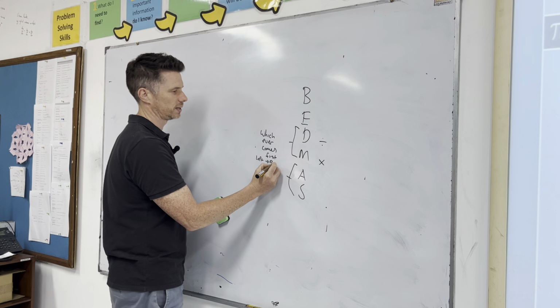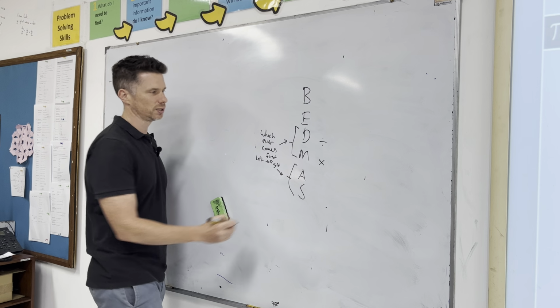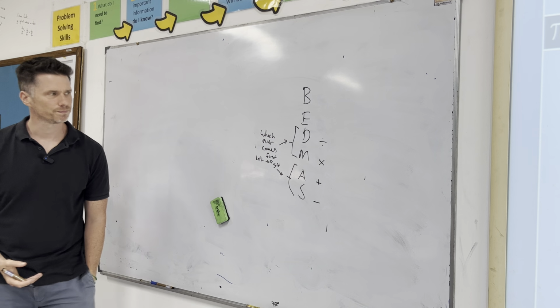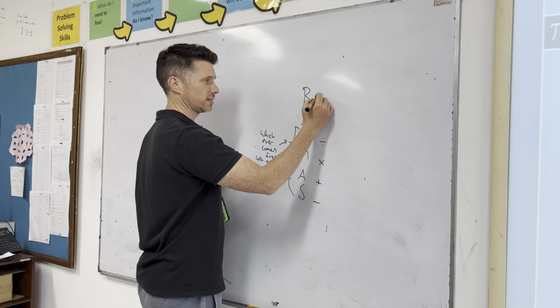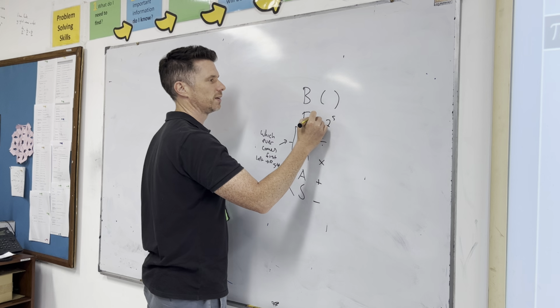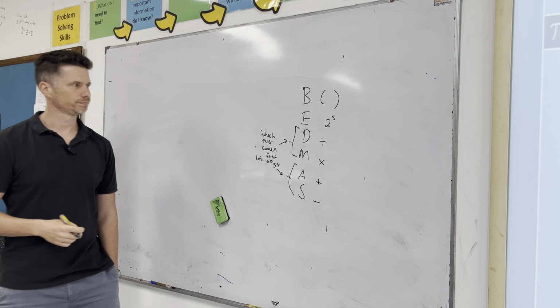Left to right. And that's the same for this and this, addition and subtraction. If subtraction comes first, you do it first. Now, B stands for brackets, and E stands for exponents. So that's like 2 to the power of 5. That's an exponent. That must be done first.